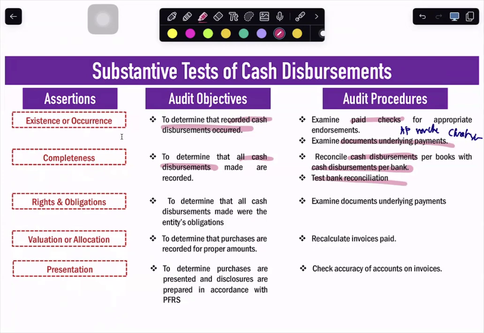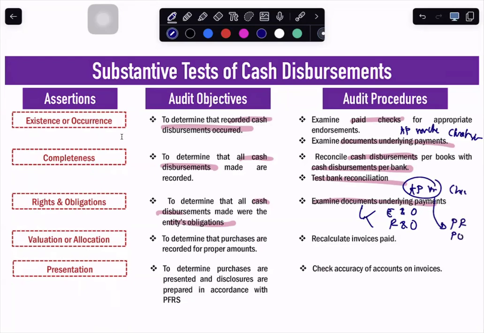Next, rights and obligations, to determine that all cash disbursements made were the entity's obligation. So still the same audit procedure, examine documents underlying payments. Therefore, the examination of documents underlying payments applies to both existence or occurrence and, at the same time, rights and obligations. So what are the documents underlying payments? AP voucher, check voucher, and under the AP voucher, do not forget, we have your purchase requisition, purchase order, receiving report, and then lastly, your invoice.